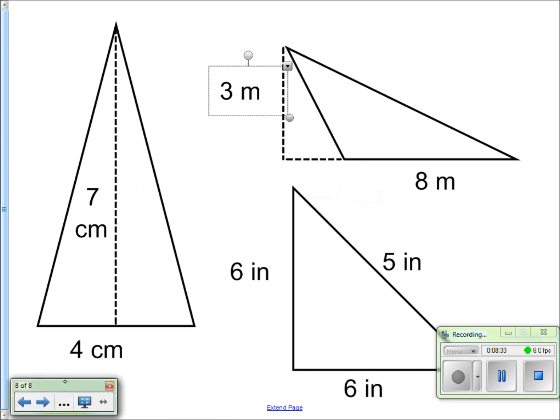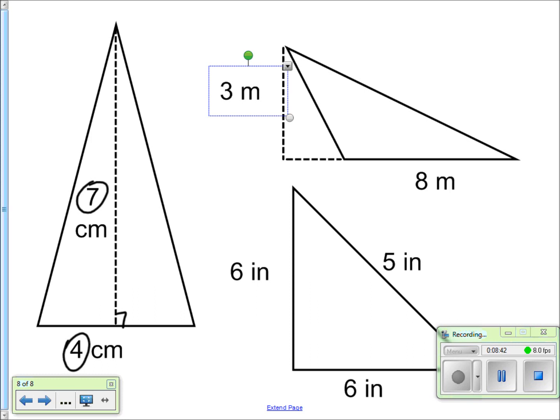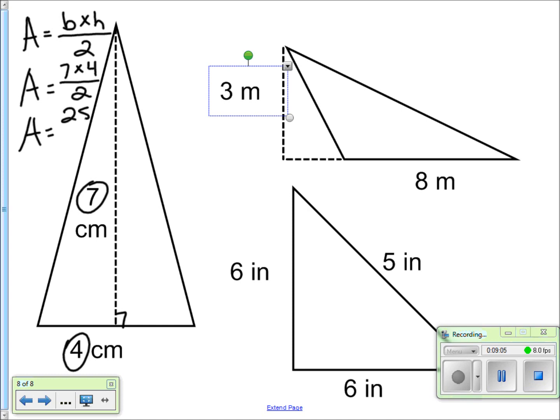Here are some examples for us to find the area. Our height is 7, the base is 4, so to find our area equals base times height, and we're going to divide those numbers by 2. Base times height, our area equals 7 times 4 divided by 2. 7 times 4 is 28 divided by 2, so our area equals 14 centimeters squared.